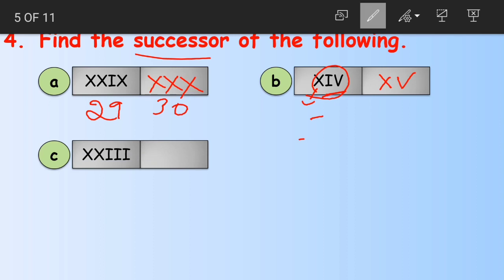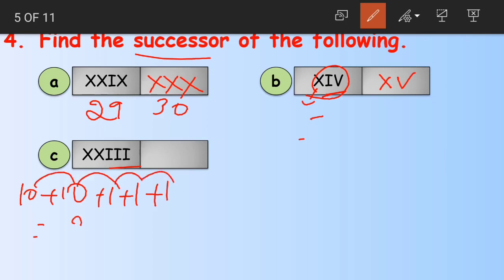Now when I say XX, it means 10 plus 10. Then we are having 3 I's. So 1 plus 1 plus 1. What will the total be? 10 plus 10, 20. Plus 1, 21. Plus 1, 22. Plus 1, 23. Now what will be the successor of 23 be?